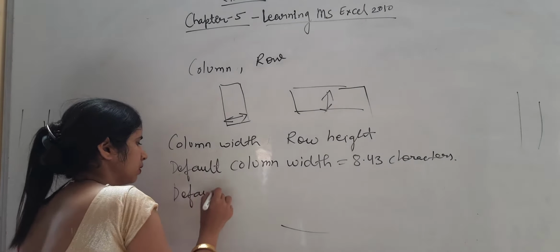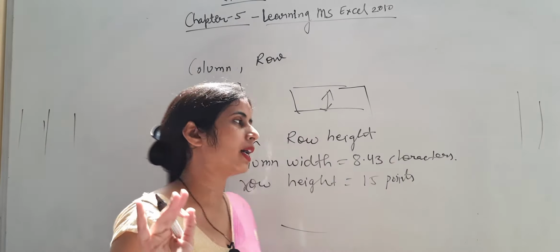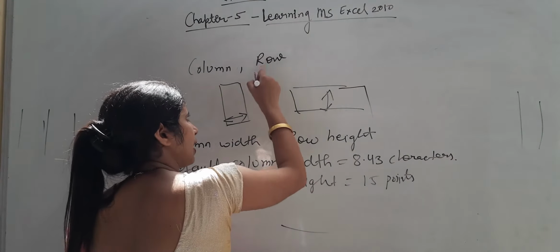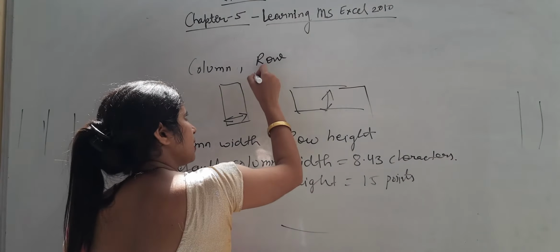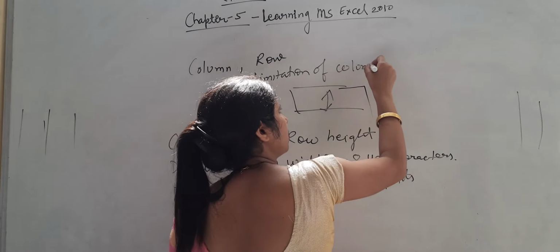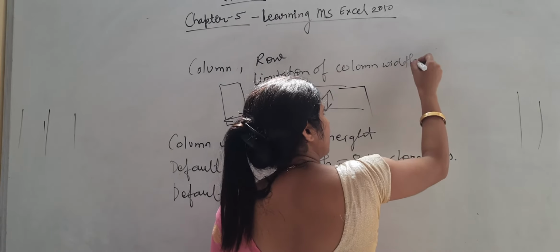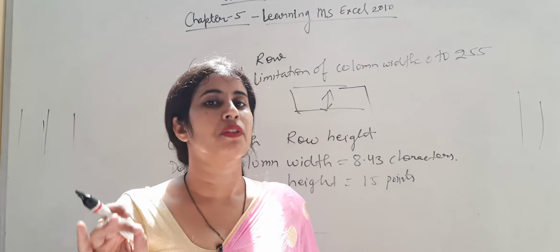We can change it, but up to which limit can we change it? So there is a limitation of column width and row height. The limitation of column width is 0 to 255 characters. Means I can type from 0 to 255 characters. The range will be 0 to 255 characters.